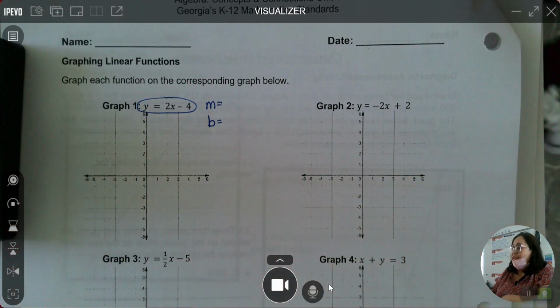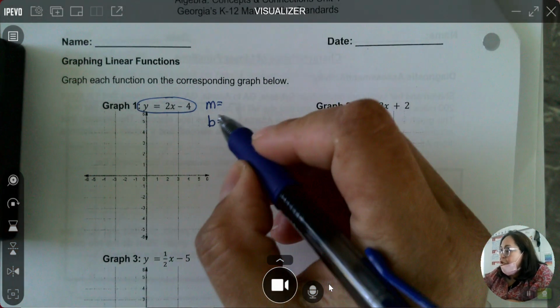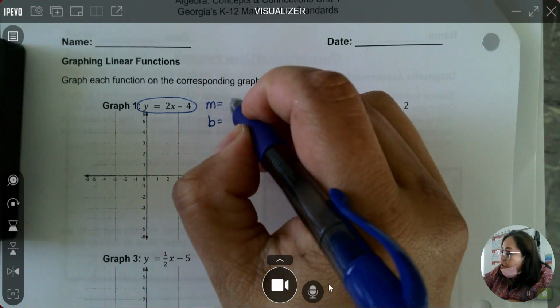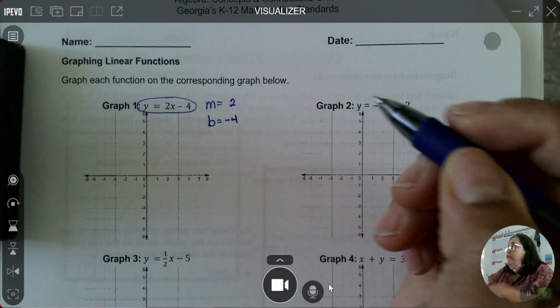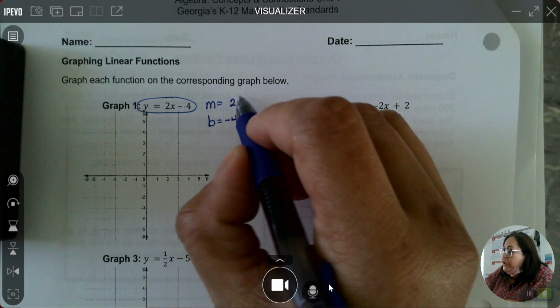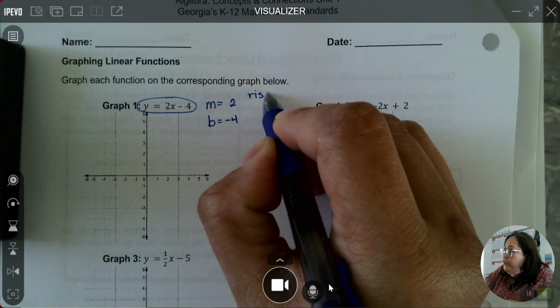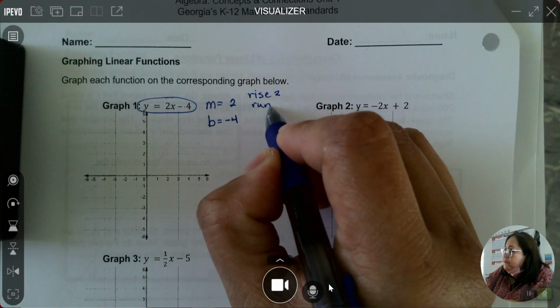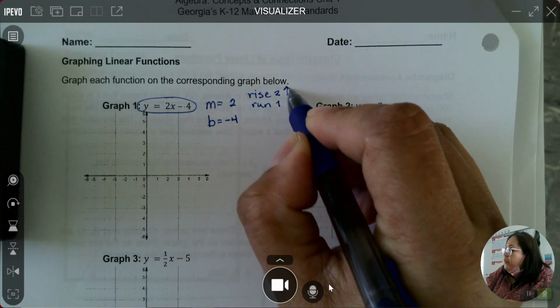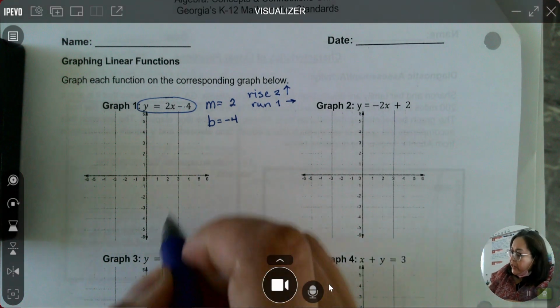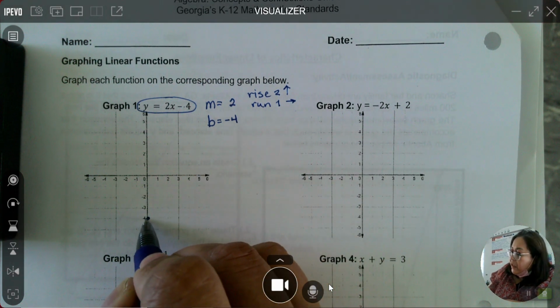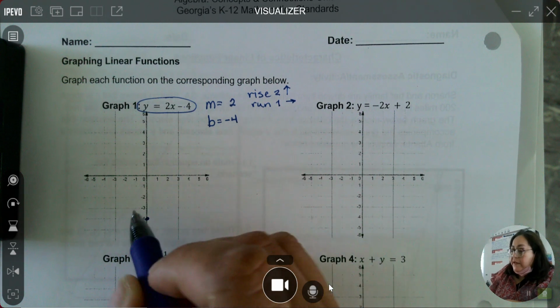Really? All right, what's the slope? The slope should be? Your y-intercept should be? All right, so for graphing, what does the 2 mean? The 2 means that you're going to rise 2, run 1. So you're going to go up 2, run 1 to the right. Okay? So go to -4, and you're going to go up 2 units.